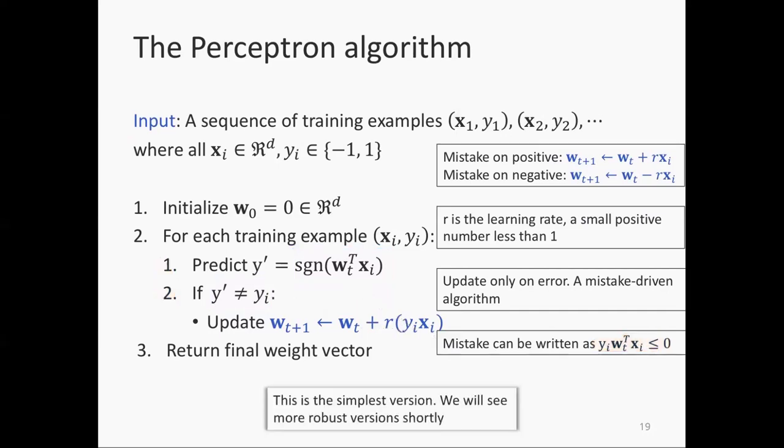This is the simplest version of the algorithm. We'll see other more robust versions very soon. Yes. Why is it that the final weight vector is being returned here and not, for example, the first weight vector? Well, the first weight vector is literally the 0 vector.